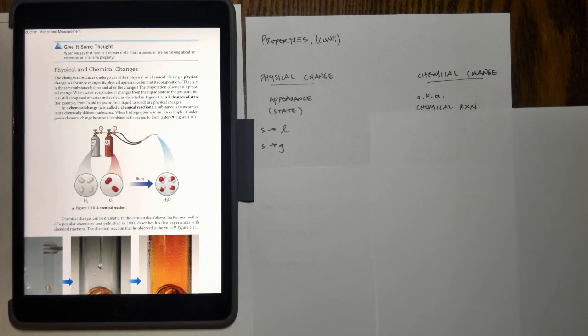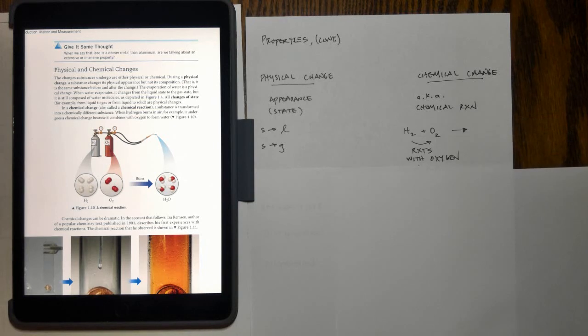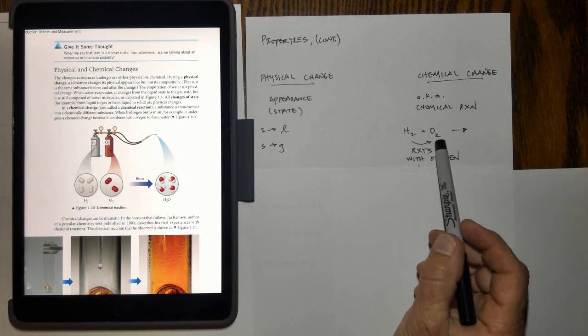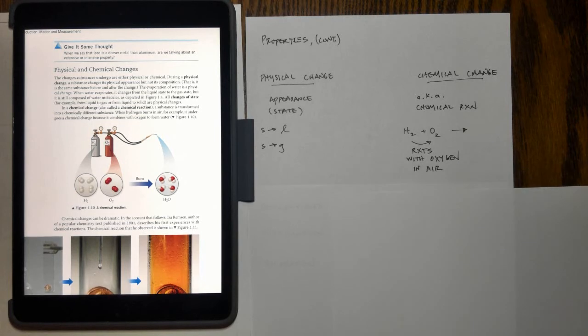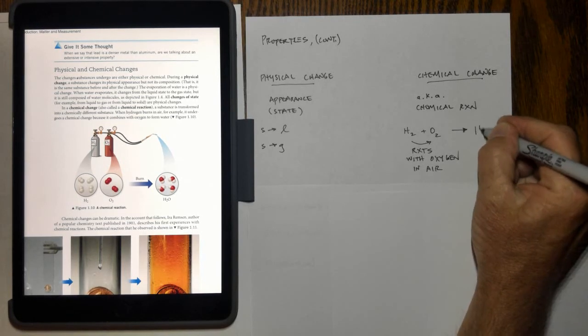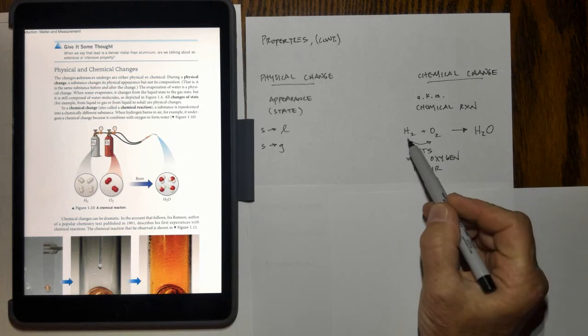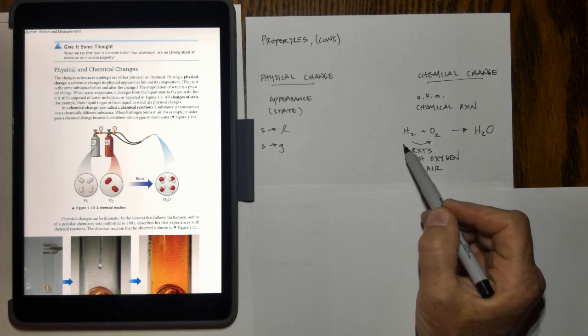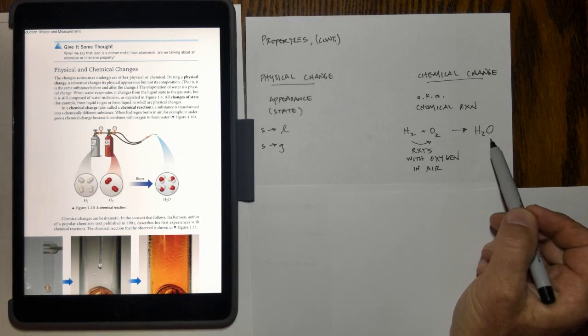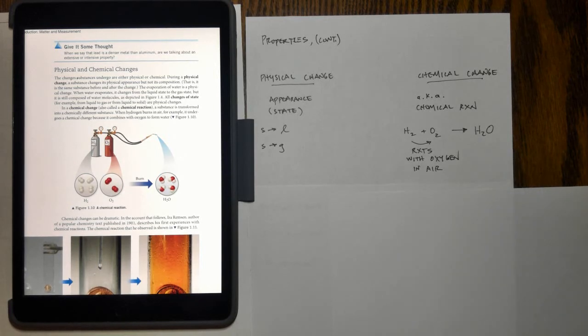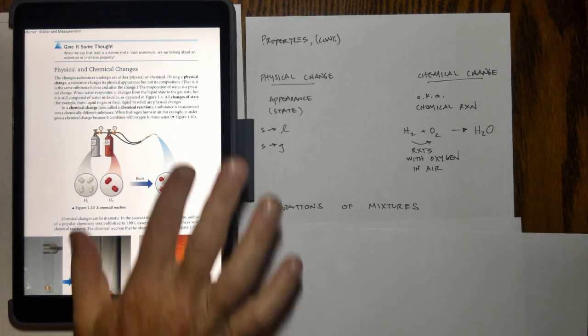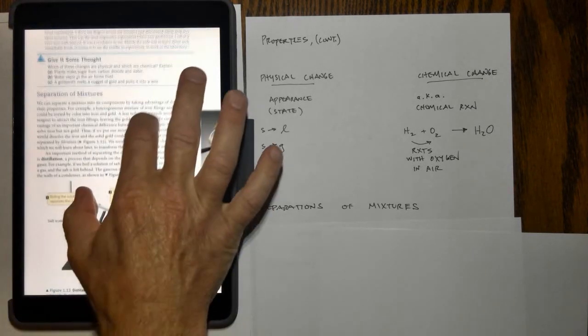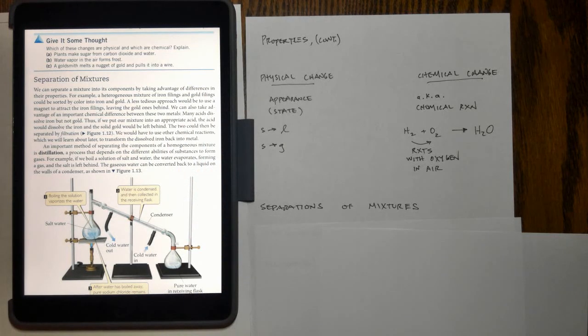A chemical change is also known as a chemical reaction, and this rearranges the atoms inside of a substance. For example, if you take hydrogen and react it with oxygen in the air, you would get a new substance. You would get H2O. And notice how the hydrogen used to be alone by itself as an atom, is now combined with another atom, and now we have a new substance or a new compound, and that's known as a chemical change.